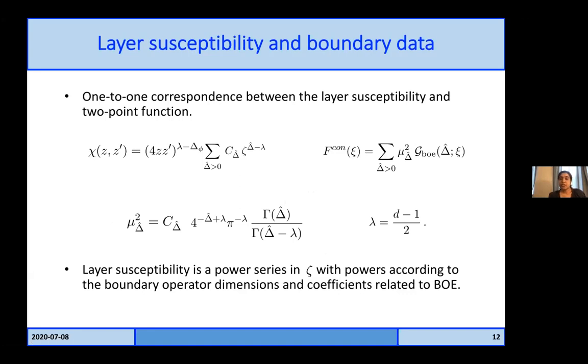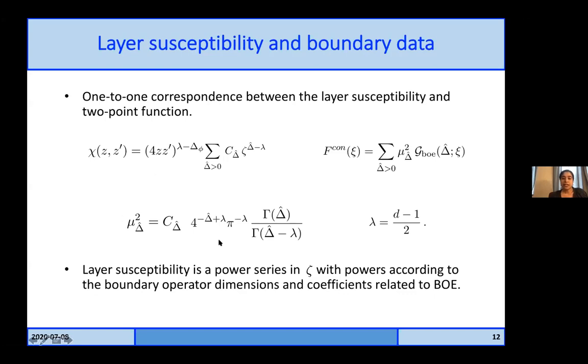It has two important consequences. The first one is that the existence of a boundary operator expansion tells us that if we compute the layer susceptibility, it will have a representation in powers of zeta with the exponents corresponding to the boundary spectrum.